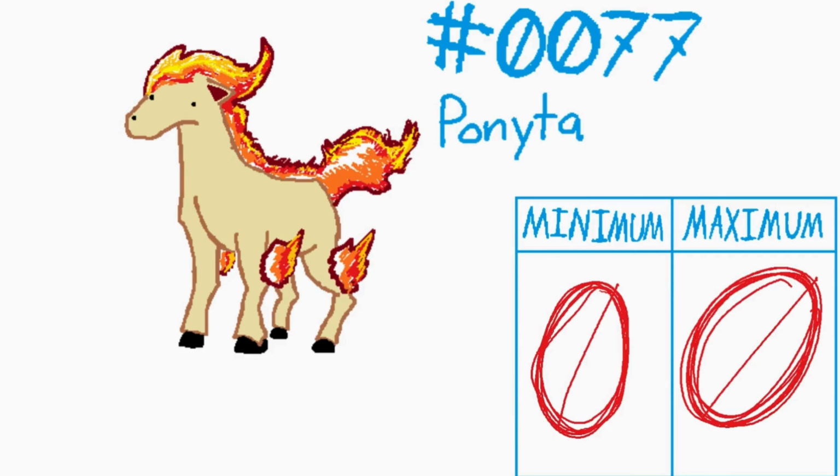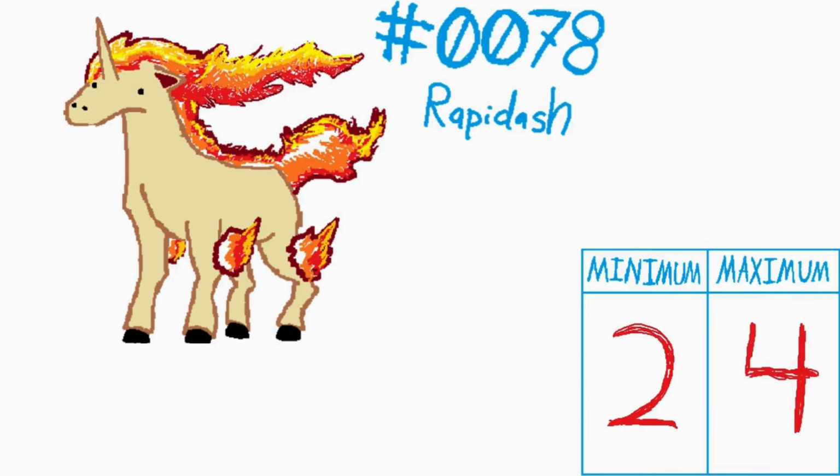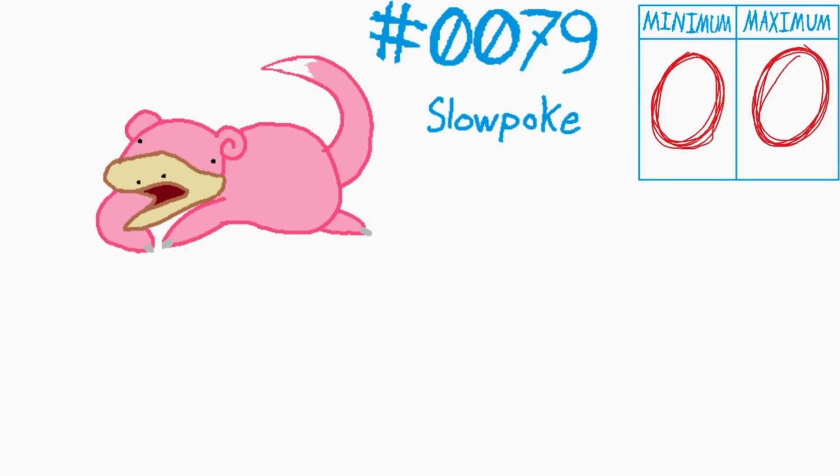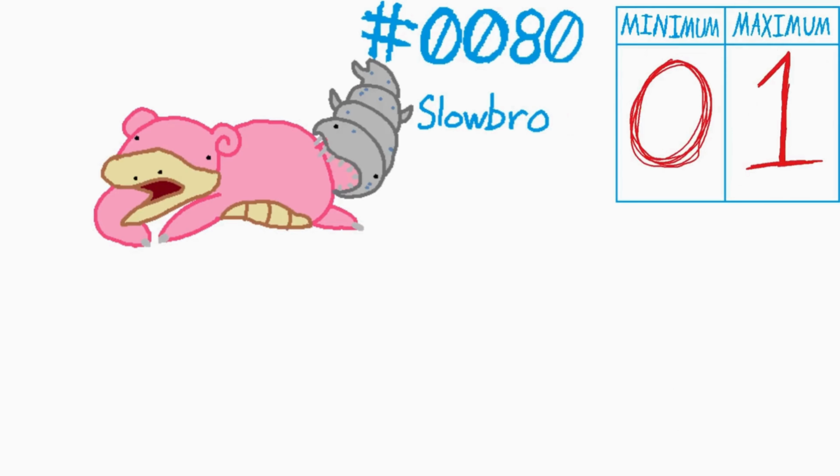Ponyta. I don't know if I'm saying that right. Fire Pokemon, but a weak one at that. Rapidash. Yeah, really, really hot fire, and they're also really fast. They can run at like 150 miles per hour for some reason. Oh, okay. Slowpoke. Bro has no chance. Slowbro. Still super slow, but kind of strong, I guess.